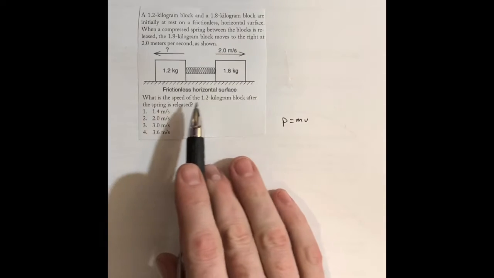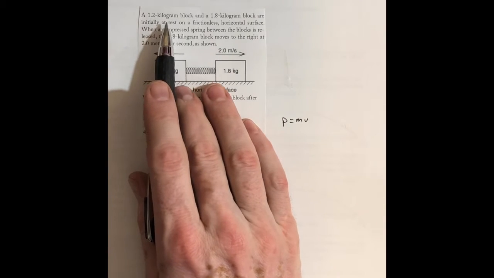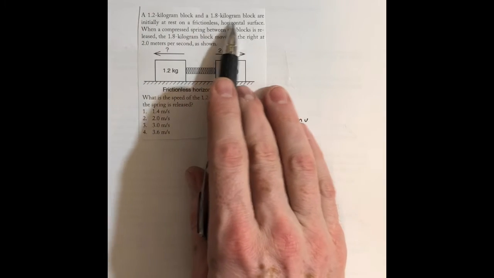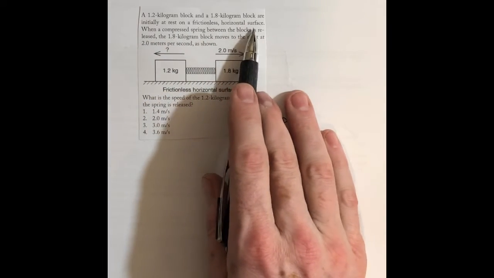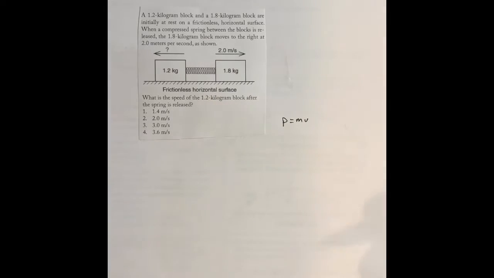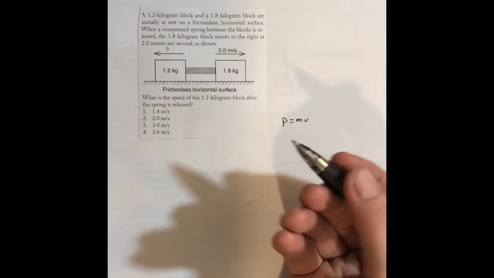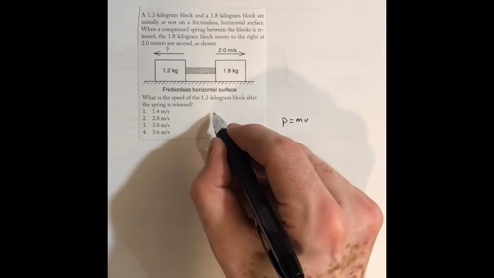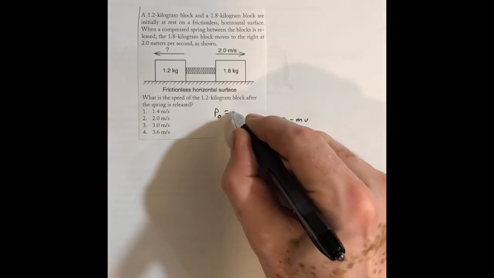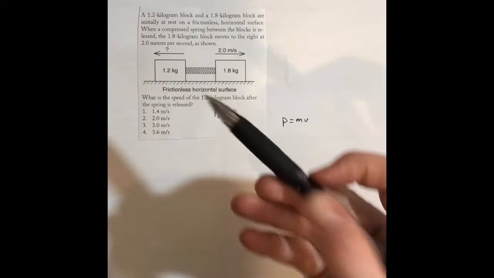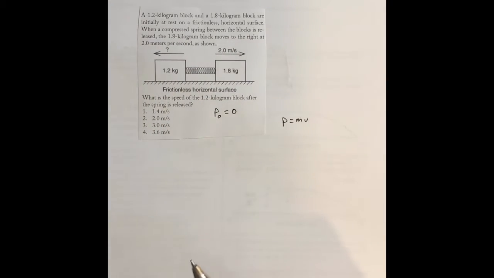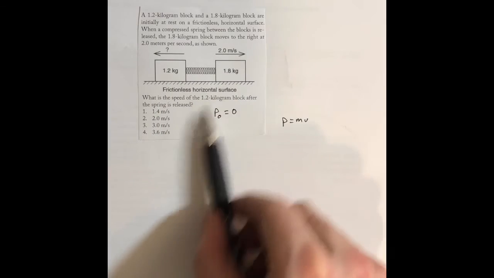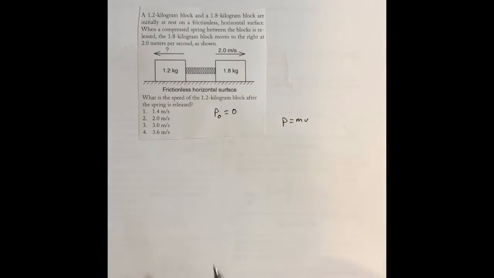So let's take a look at this problem. A 1.2 kilogram block and a 1.8 kilogram block are initially at rest on a frictionless horizontal surface. What's mostly interesting is that our p original, or initial, is equal to 0, because they're at rest. These two blocks are connected with some sort of spring here, it looks like. They're not moving, and therefore have no momentum.